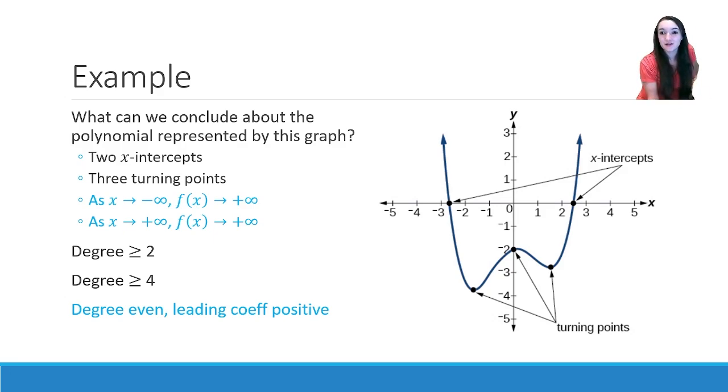No, not necessarily. We could guess at what our function is, but this is the most we can say for certain without doing some more work that we don't know how to do yet. So we know our degree is even, we know our leading coefficient is positive, we know our degree is at least 4, so maybe it is degree 4. That could be our answer. x to the 4th could be the leading term of our function, but it could be x to the 6th. It could be more than that. We don't know for certain.